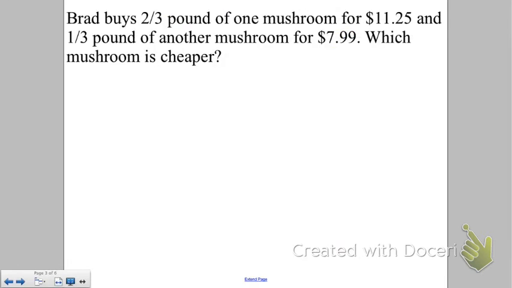And our last question. Brad buys 2/3 of a pound of one mushroom for $11.25 and 1/3 of a pound of another mushroom for $7.99. Which mushroom is cheaper? Take a second to copy down the question.